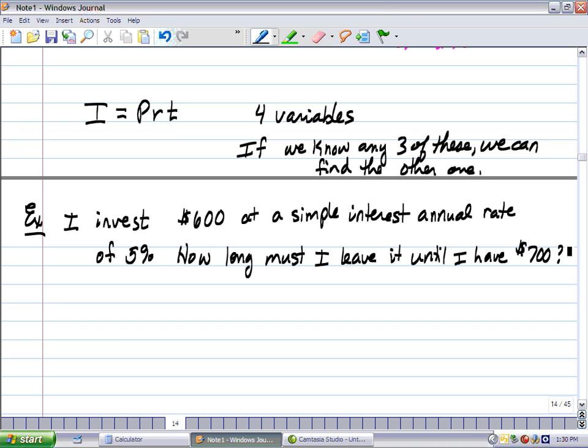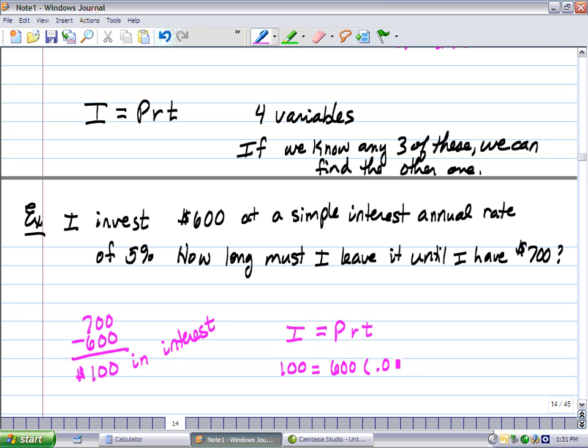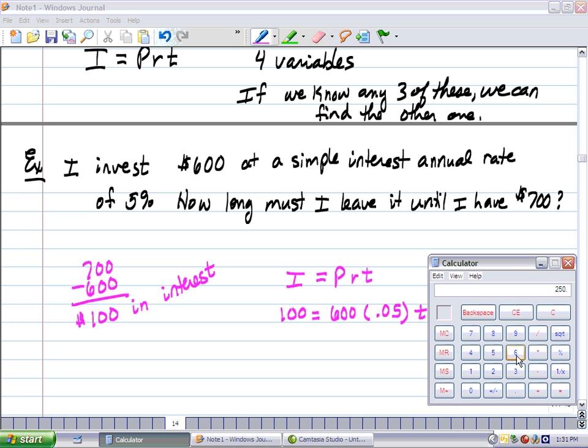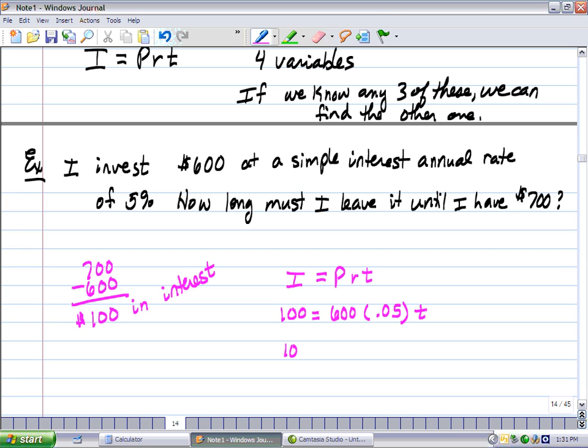Okay, so how much interest am I talking about here? Talking about 700 minus 600, talking about $100 in interest. So that would be my I. My I equals PRT. So I have $100. I put my $600 in. The rate is 0.05. Remember, you have to change it to a decimal. Uh-oh, the thing I don't know in this case is the T. So let's multiply 600 times 0.05 to get 30. So 100 equals 30T.